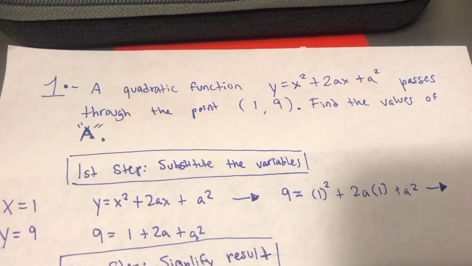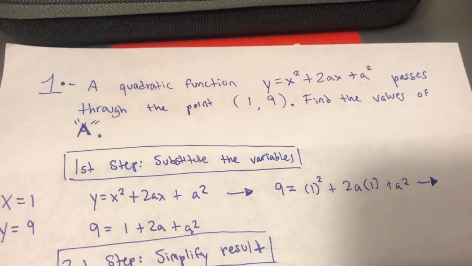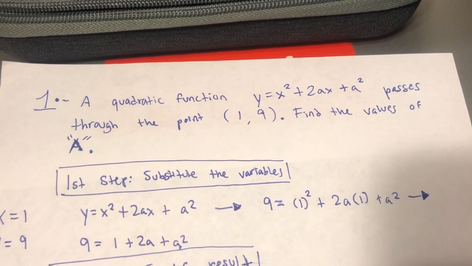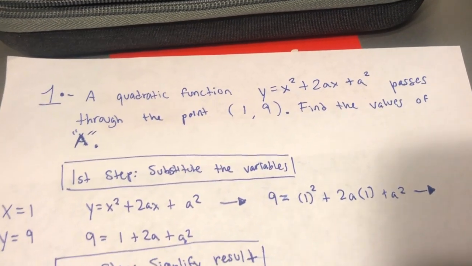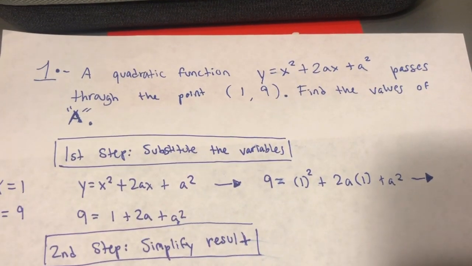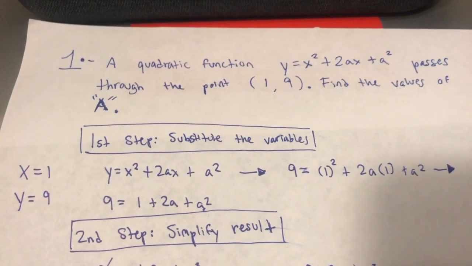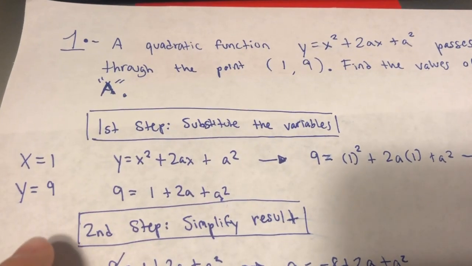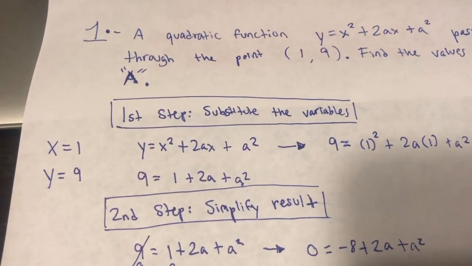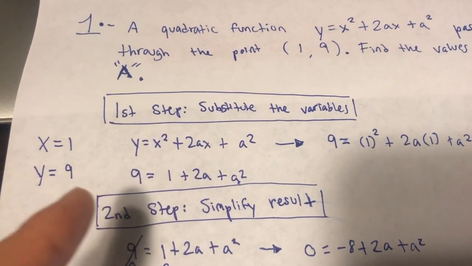A quadratic function y equals x squared plus 2ax plus a squared, which is the quadratic formula, passes through the point (1, 9). Find the values of a. Okay, so this is a very simple problem. First, we must lay out our quadratic formula, okay, which is this one.